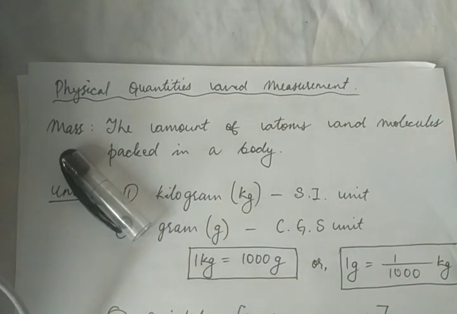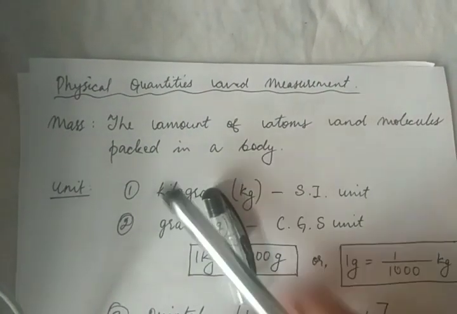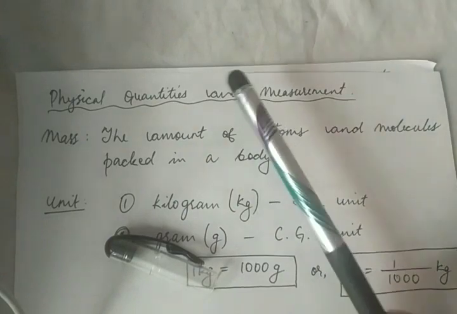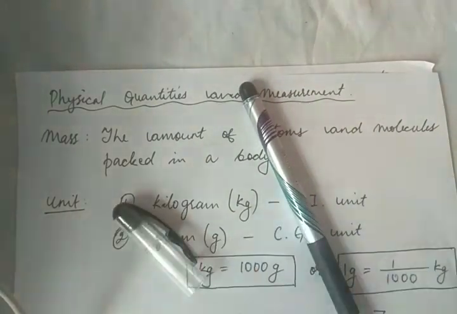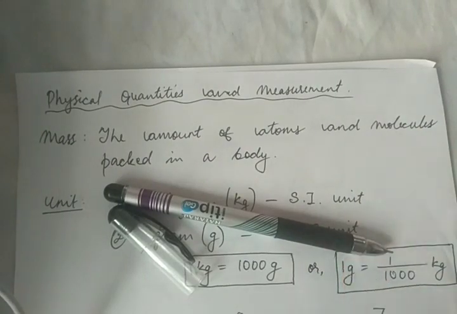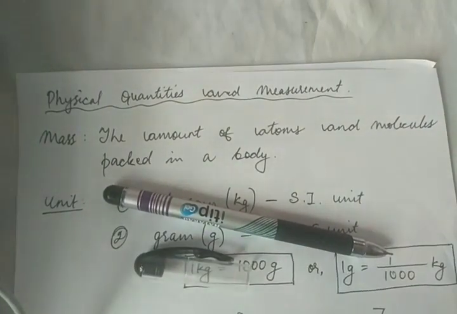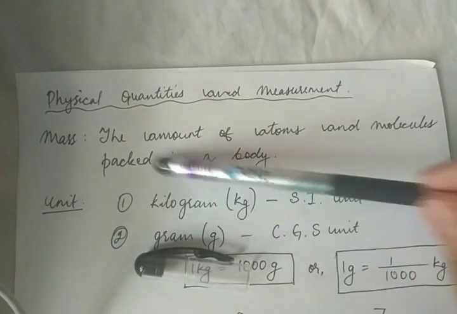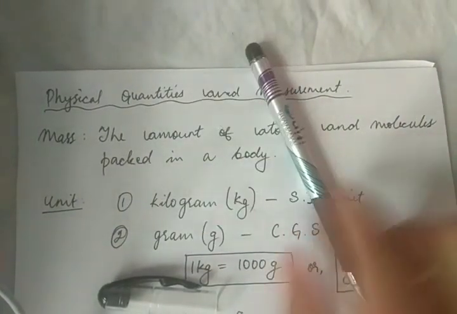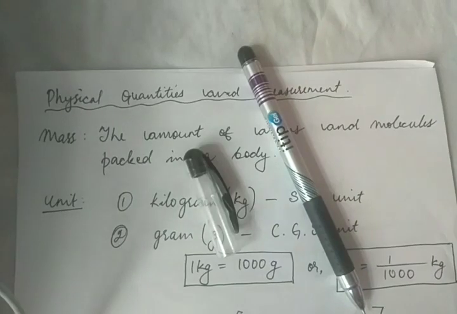So take for example this pen cover and the pen itself. Now when we compare the pen to the pen cover, there are more atoms and molecules packed in the pen itself than in this pen cover. So therefore obviously this pen has a greater mass than the pen cover.